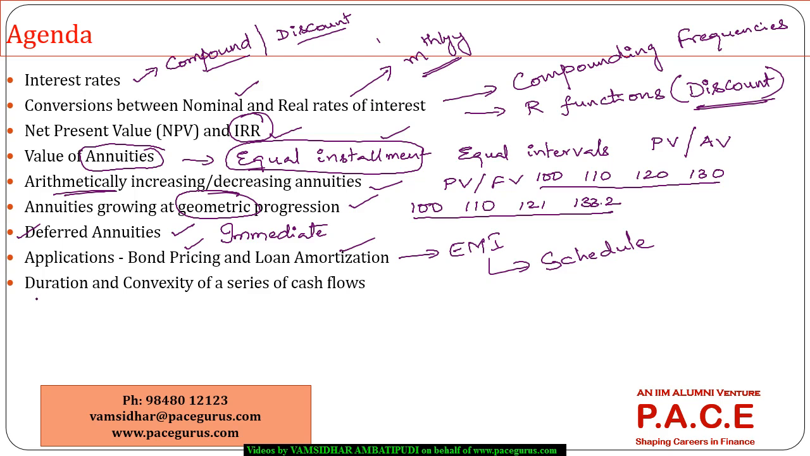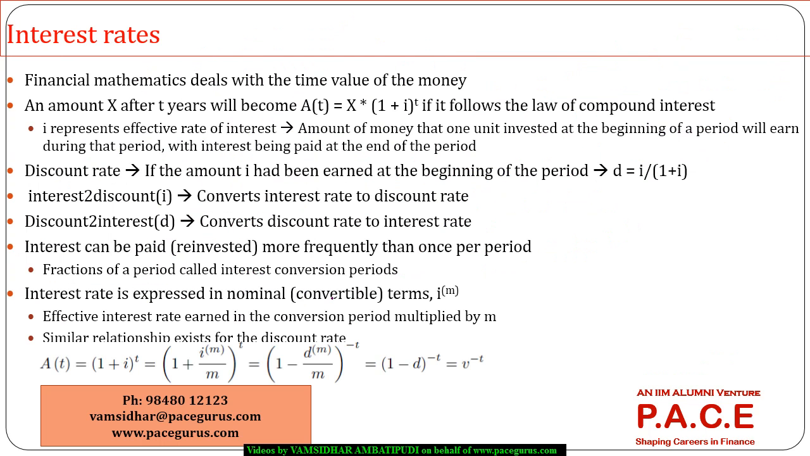And in a bond, one of the ways we talk about the risk of the bond is through duration and convexity. So these are the measures of assessing the riskiness of a series of cash flows. So how do I really assess the riskiness of this particular series of cash flows using duration and convexity? So these are some of the things that we want to look at as a part of this session. So let's get into one by one.